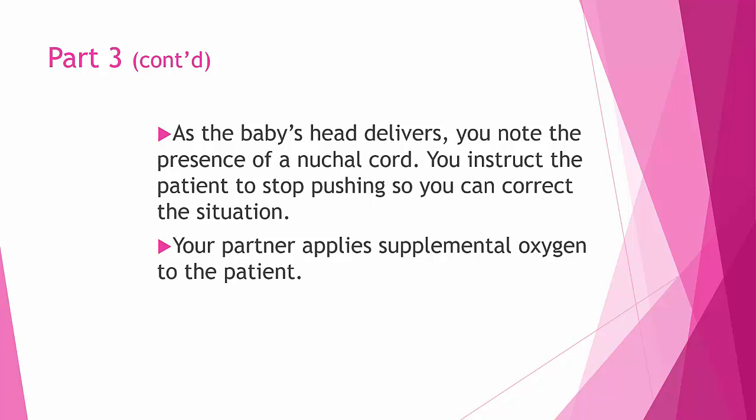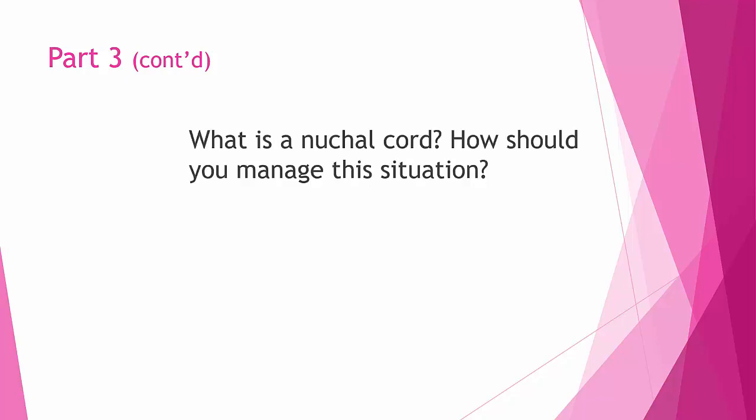Right? So as the baby's head delivers, you note the presence of a nuchal cord. All right, so the next thing we need to do is tell them to stop pushing so we can fix this problem. Partner puts on some supplemental oxygenation. All right, so what is a nuchal cord? Right, that's where that umbilical cord is wrapped around their neck.